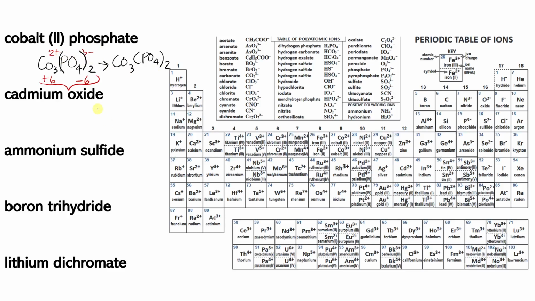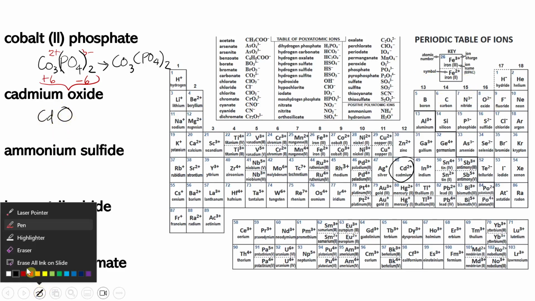Next, we have cadmium oxide. So here we have cadmium. So this one is over here. So this one is a metal. Again, this ladder, this separates the metals from the non-metals. We have cadmium, then we have oxide. This is oxygen.